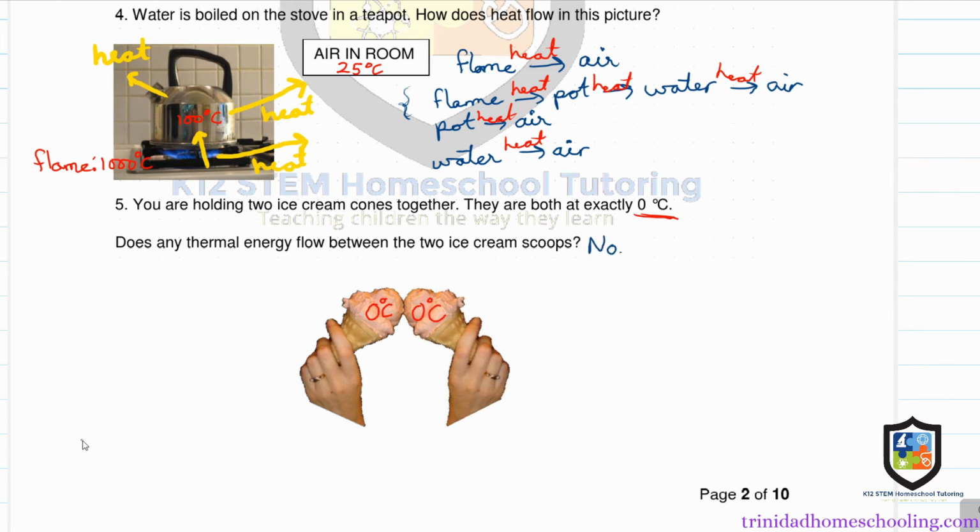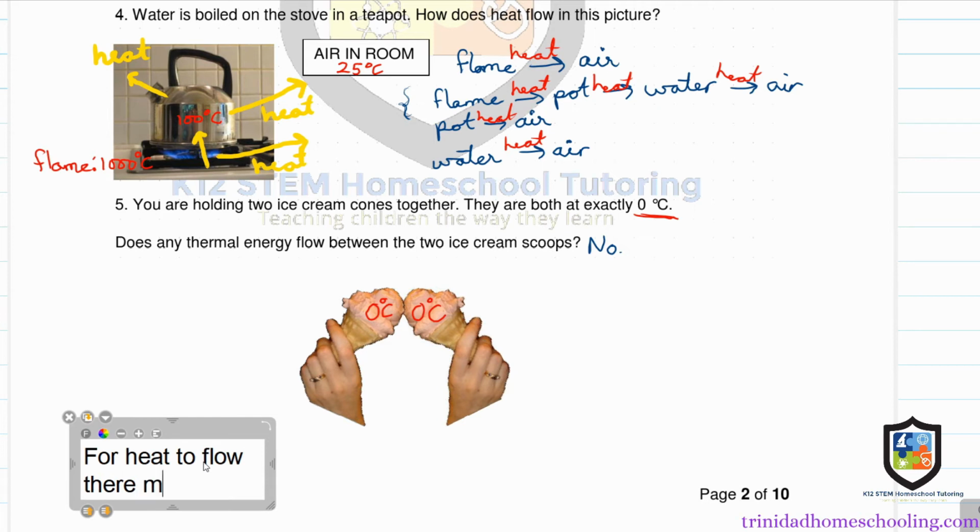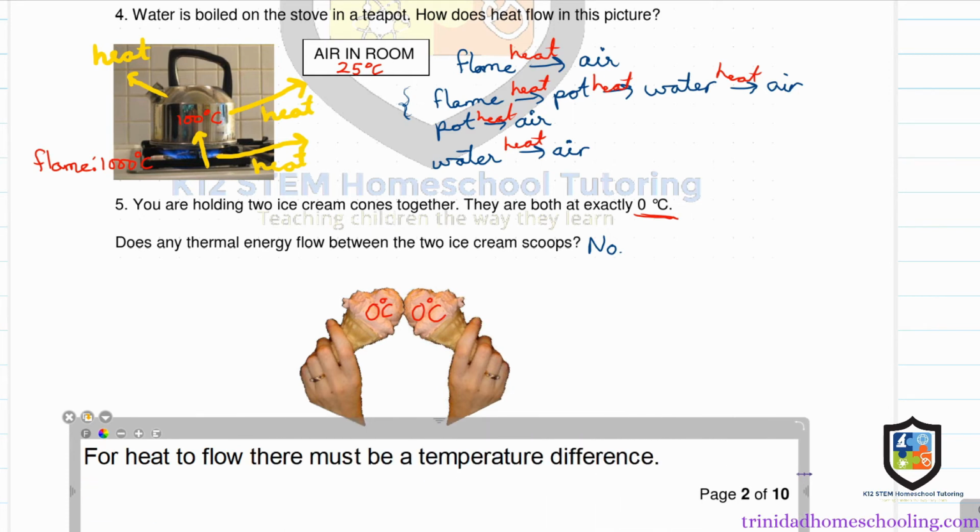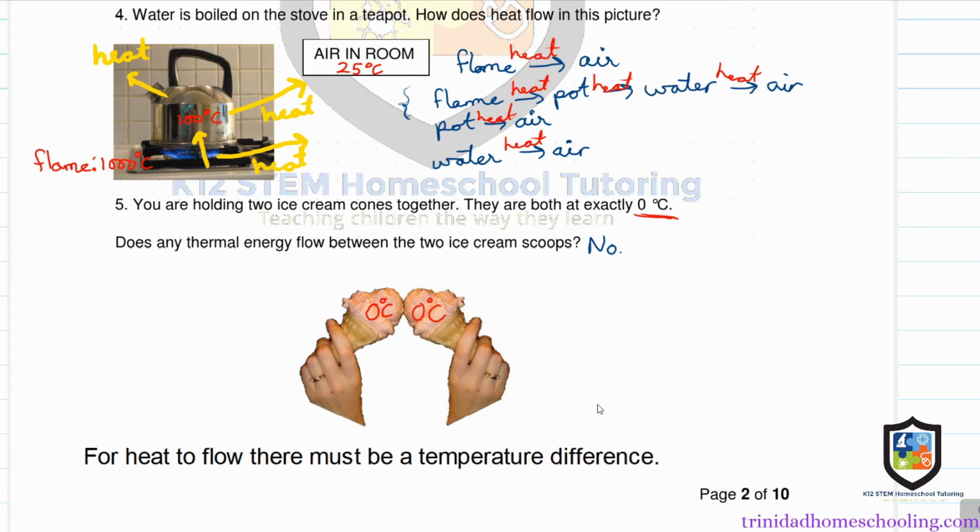So what's important here to note is that for heat to flow, there must be a temperature difference. Okay, there must be a temperature difference for heat to flow. So there's no flow of heat between the two ice cream cones. Now let's turn the page and take a look at example 6 and 7.